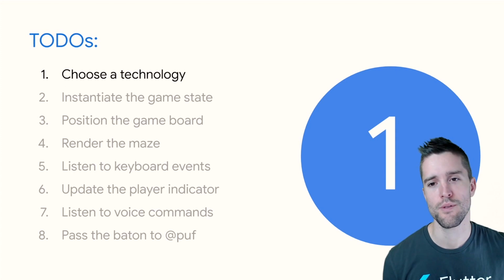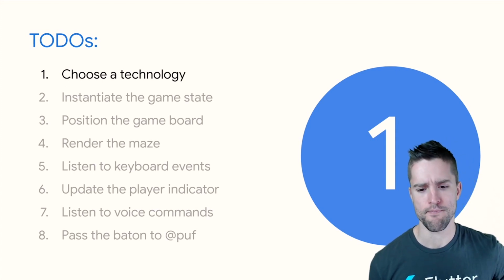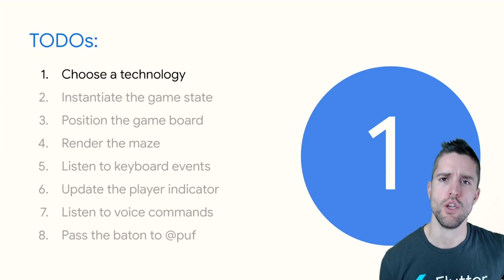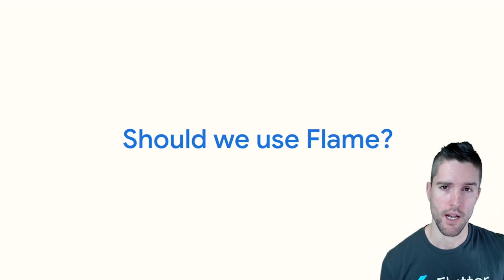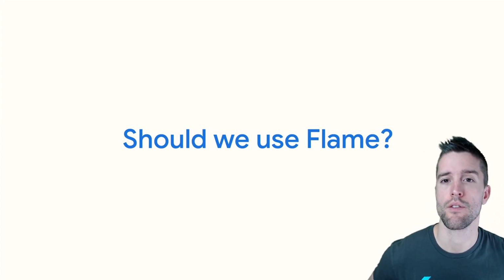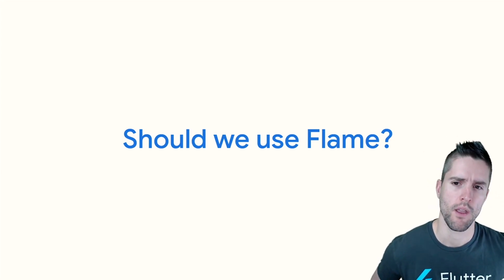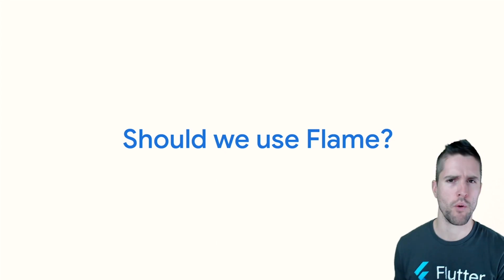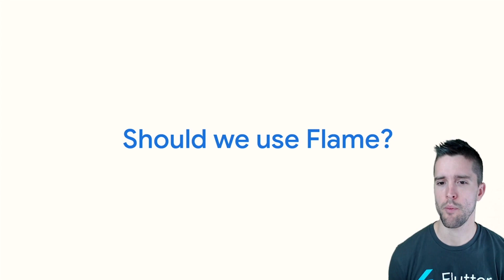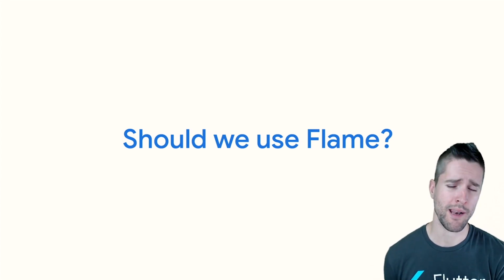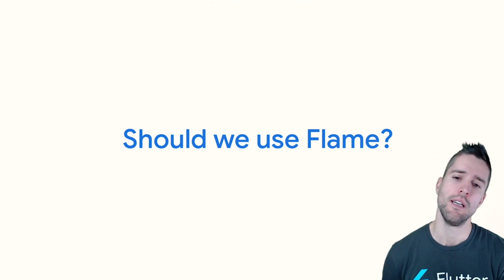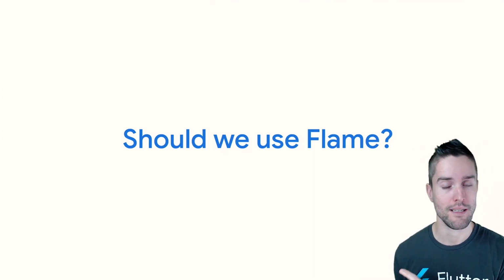First, choose a technology. Now, the only real question here is, should we use Flame? If you're unfamiliar, Flame is a 2D game engine written in and for Flutter. And I checked out Flame. It's kind of always been on a list of things that I wanted to spend some time learning. But after studying it a little bit, it has a proper game loop. It has a ton of useful mechanics like collision detection for different sprites.